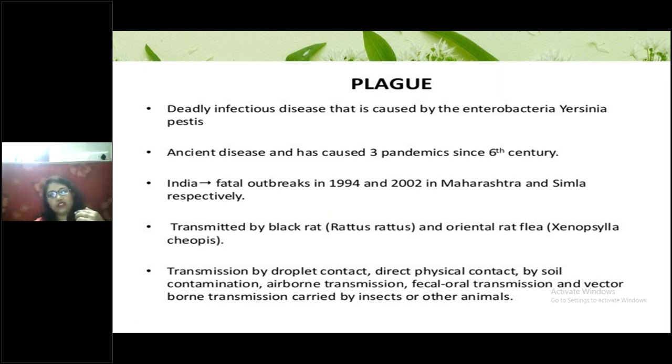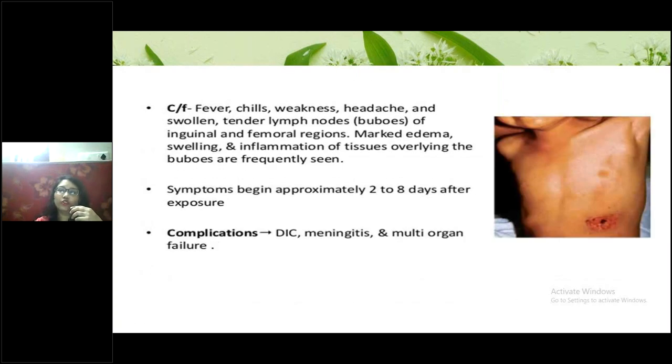And then it is transmitted by the black rat and the rat flea, that is Xenopsylla cheopis. And the transmission is by droplet contact or direct physical contact, by soil contamination, airborne transmission or fecal transmission, vector-borne transmission carried by the rat flea. So it can occur. So you can see here, there is the lesion. So there can be disseminated intravascular coagulation, meningitis, or multi-organ failure also.